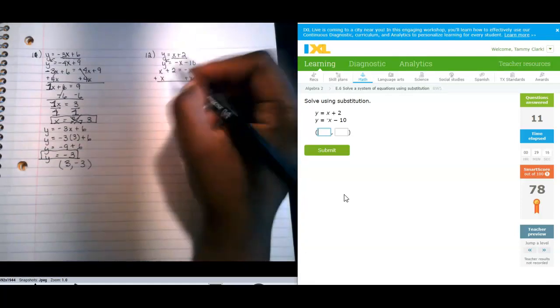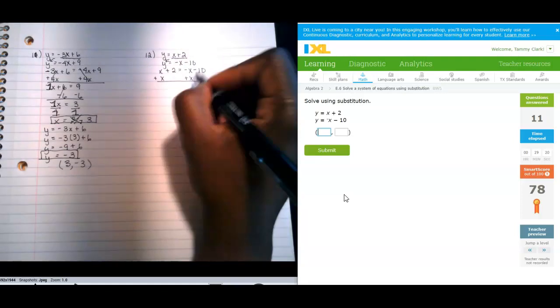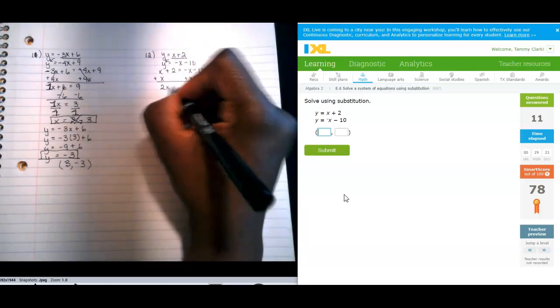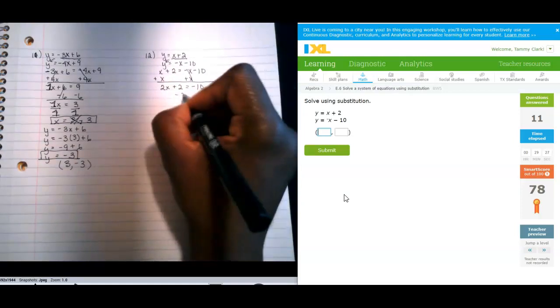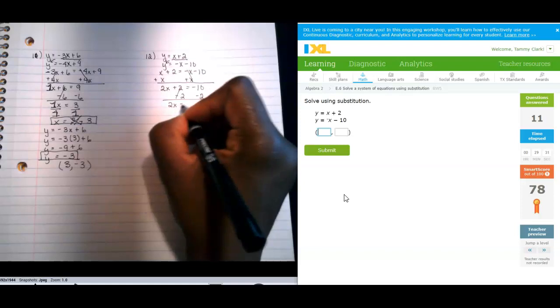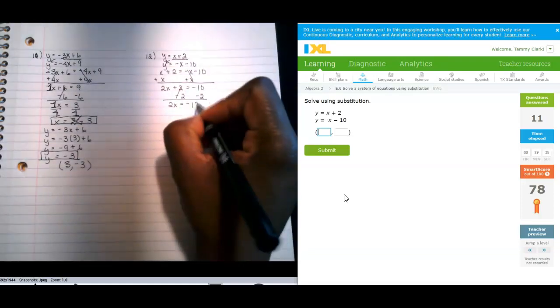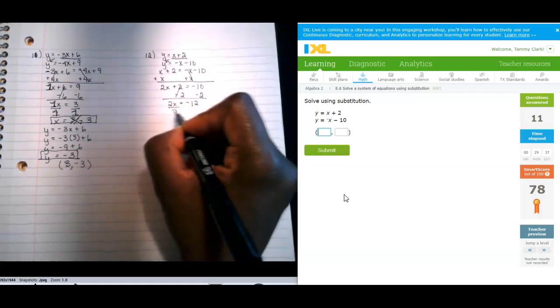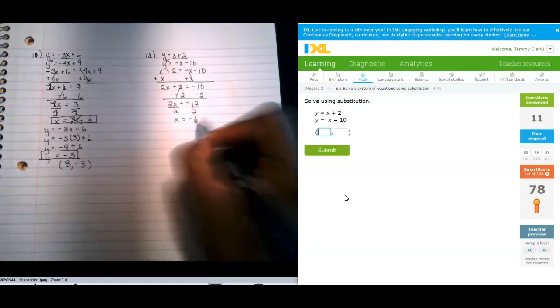So we've got x plus 2 is equal to negative x minus 10. I'm going to add x to both sides of the equation. So I've got 2x plus 2. These x's are eliminated, minus 10. Subtract 2 from both sides of the equation. I've got 2x is equal to, both are on the same team, so I'm going to add them together. I got negative 12. I divide by 2 on both sides of the equation. Therefore, x is negative 6.